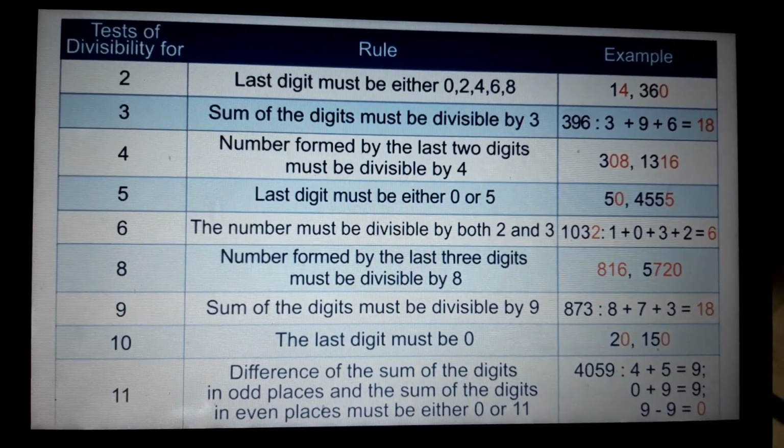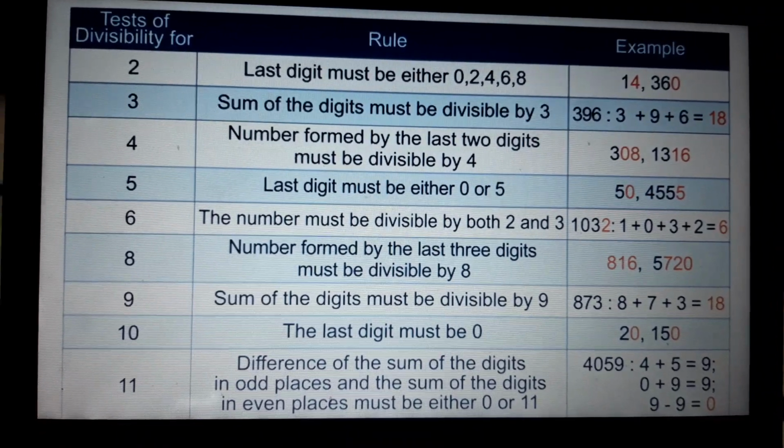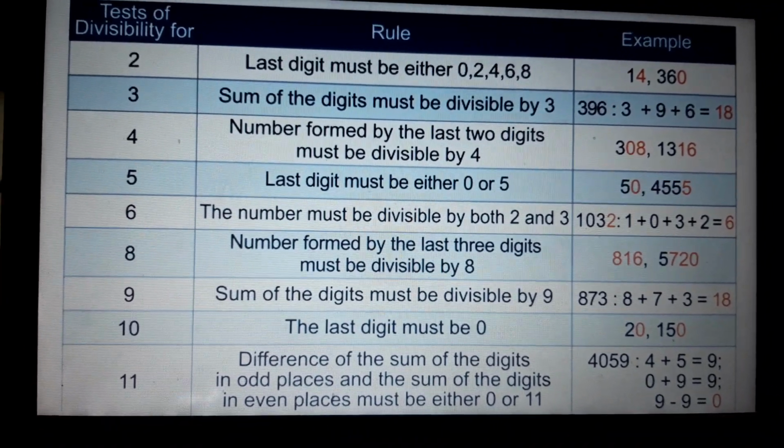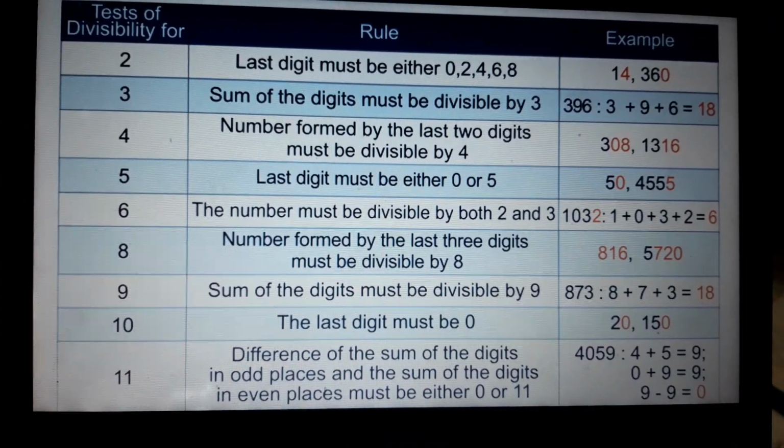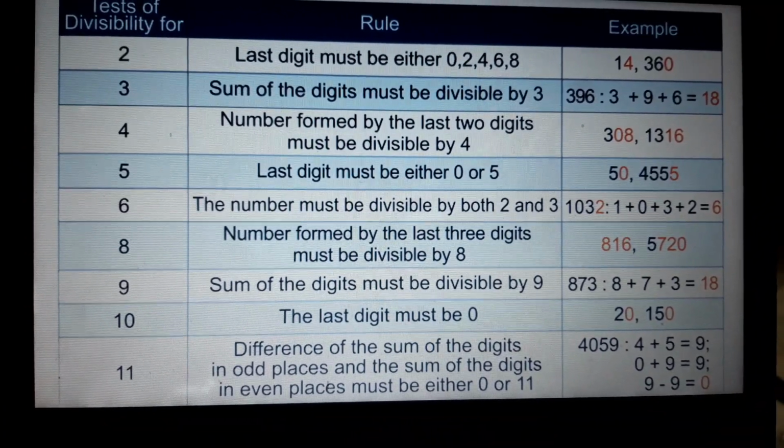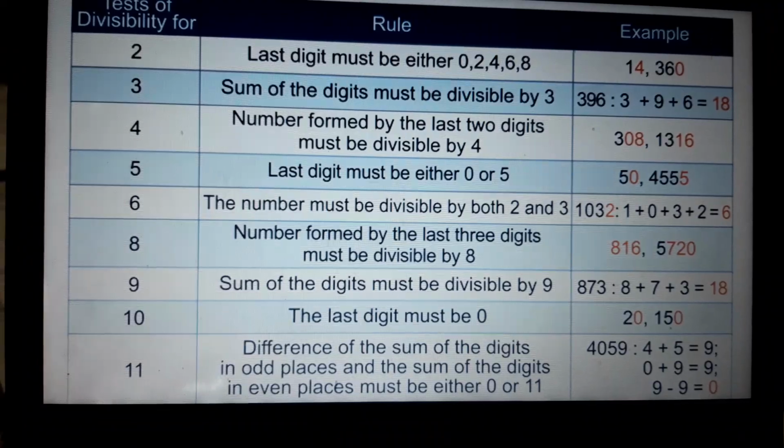Now this is the generalization of all the divisibility rules for 2, 3, 4, 5, 6, 8, 9, 10 and 11. So it will be easy for you to remember all the rules when it will be tabularized.